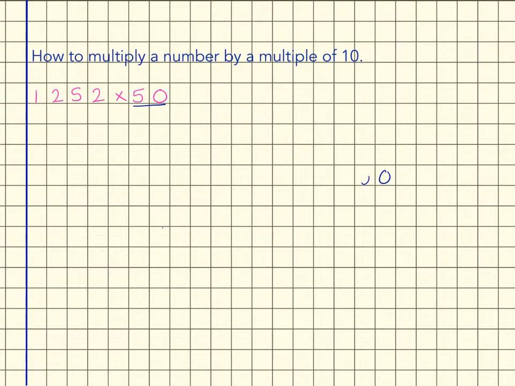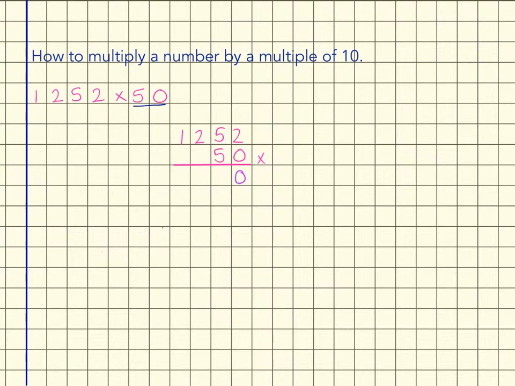As it's a multiple of 10, but also as it's 50, there are actually a variety of different ways that this question can be completed. So first of all, there is the formal written method, which would be 1252 times 50, and we would calculate this quite simply by saying we know that 0 times everything is going to result in 0, so I'm going to just put the 0 there to represent that.